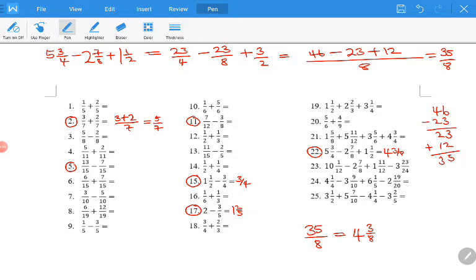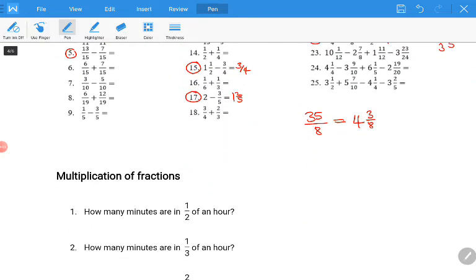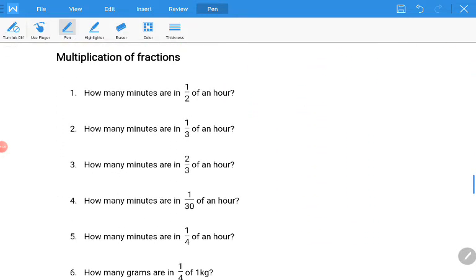So using the same technique, we can solve the rest of the questions. So fractions are not that difficult to work with. Let's look at the next exercise. This exercise is pretty easy to work with if we just apply common sense. How many minutes are in half of an hour?